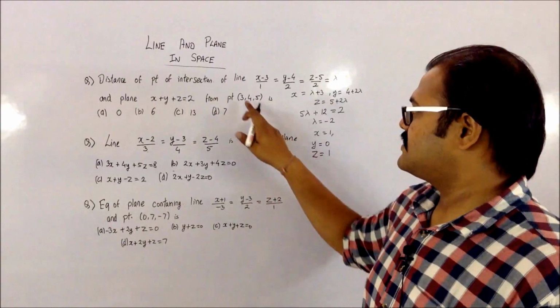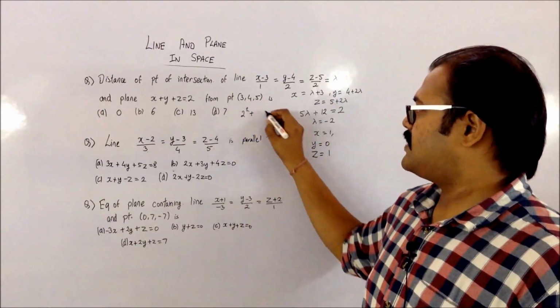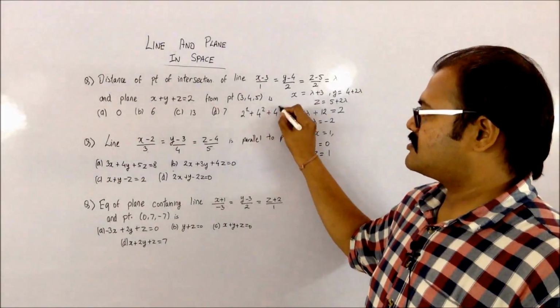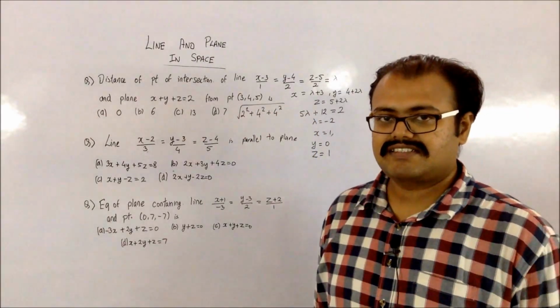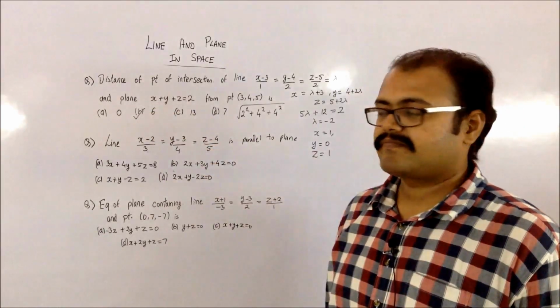So we'll be getting it as 3 minus 1, which is 2 square, plus 4 minus 0, that is 4 square, plus 5 minus 1, which is 4 square, under root. So that's going to be the addition of 36, and root of that is going to be your option B.